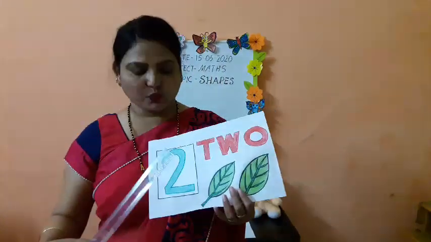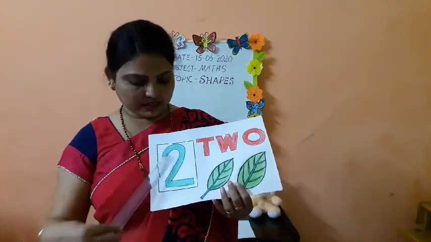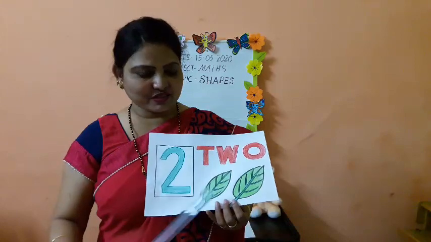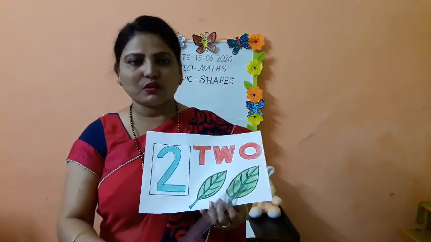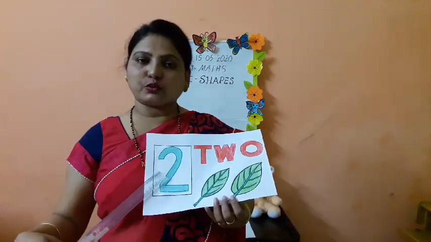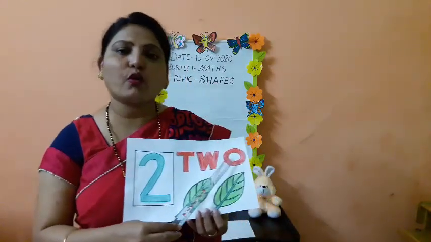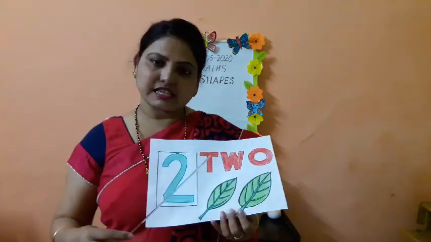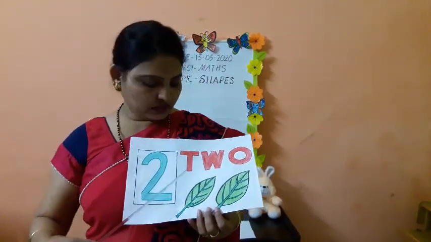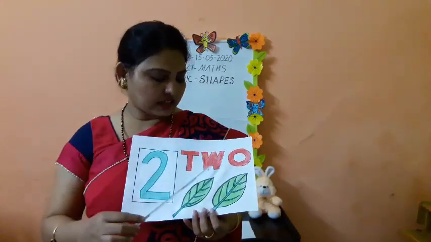After 1, you know which number? 2. See? This is 2. And how many leaves? 2 leaves. We will count 1, 2. 2 leaves, and number is 2. And spelling of 2 is T-W-O, 2. Say again. T-W-O, 2. Very good. Repeat again. T-W-O, 2.